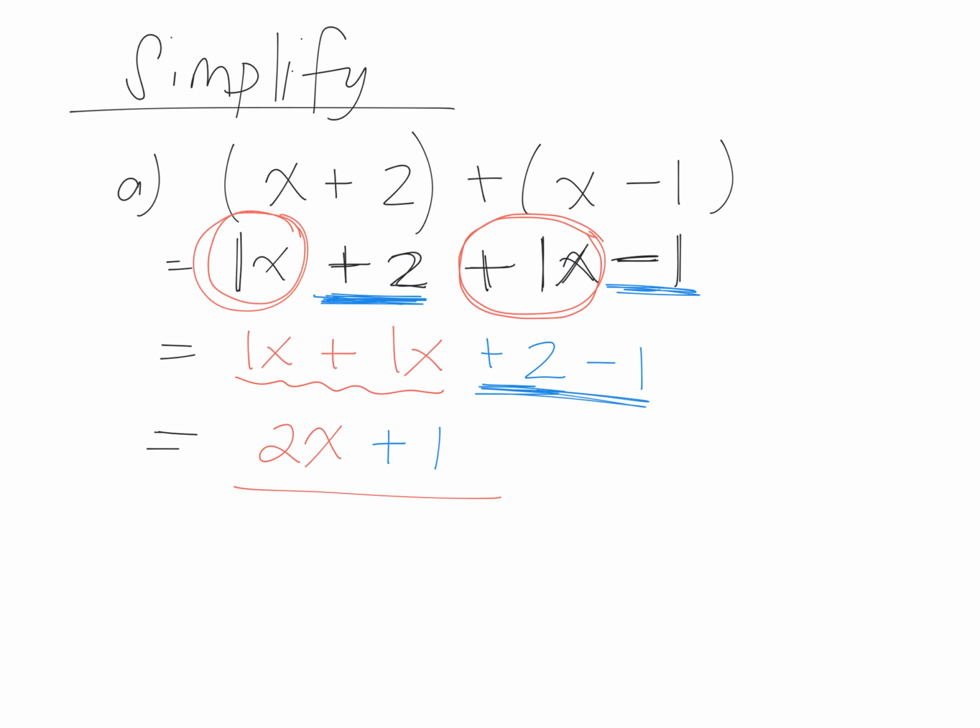You can't take a number and add it to a variable. That's the final answer. This is it. The answer is 2x plus 1. That's your answer. I simplified it. I made it as short as possible. I can't make this any shorter because I can't add 1 to my x's.